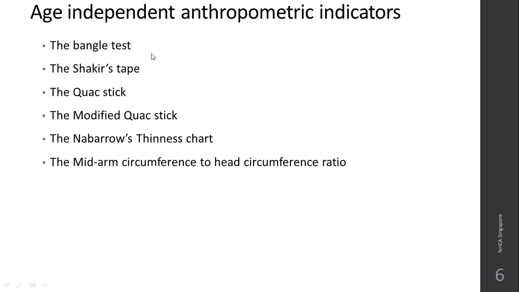Then we have mid-arm circumference to head circumference ratio. You calculate the mid-arm and then you calculate the head circumference. You divide it. So if you have an answer that is between 0.8 to 0.314, it indicates you will be having mild malnutrition. 0.25 to 0.27 moderate malnutrition, 0 to 2.4 becomes severe malnutrition.